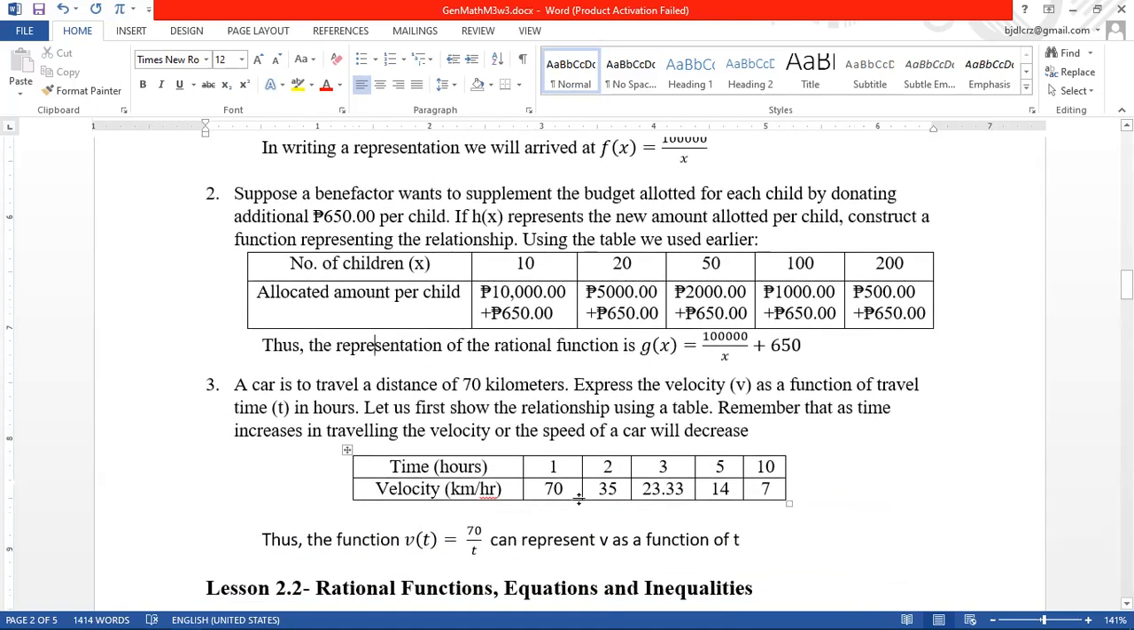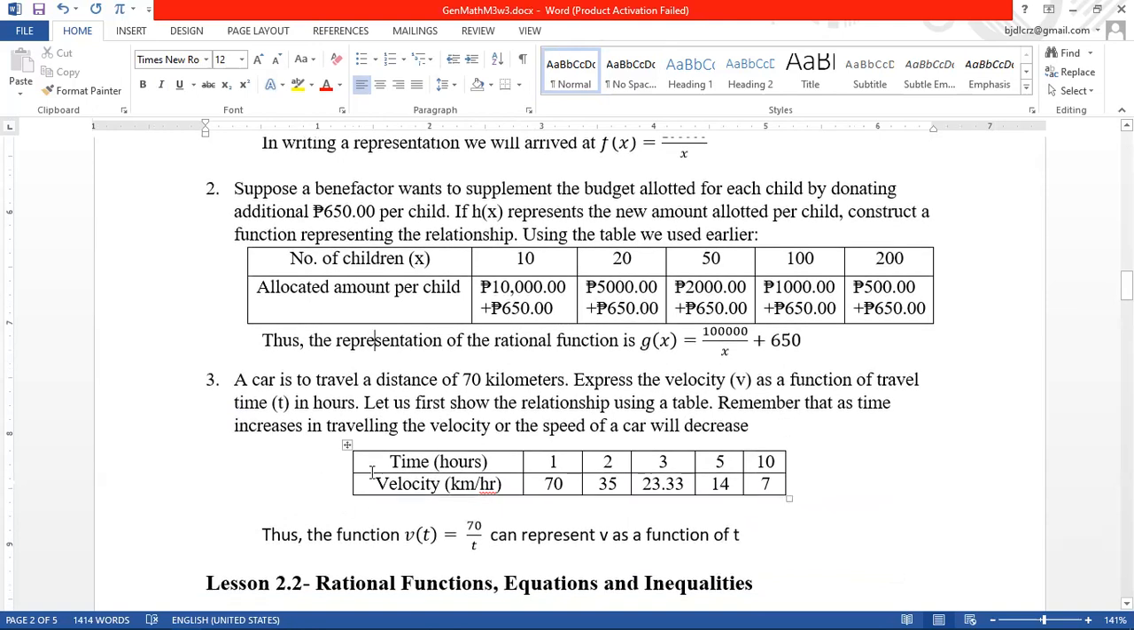Next, a car is to travel a distance of 70 kilometers. Express the velocity v as a function of travel time t in hours. Let us first show the relationship using a table. Remember that as time increases in traveling, the velocity or the speed of a car will decrease.